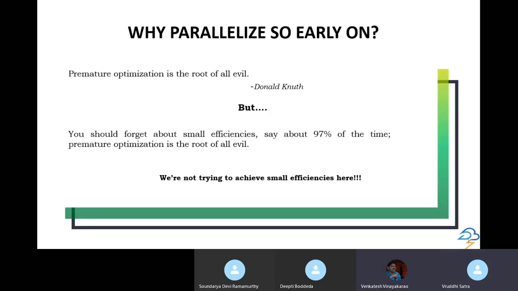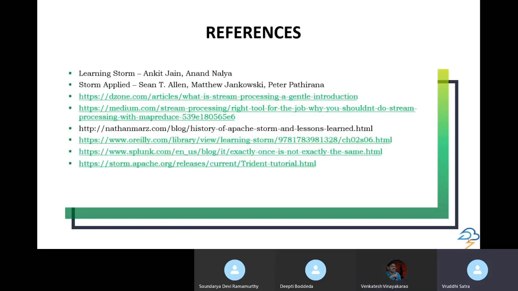So wonderfully said. So these are the references that we use.